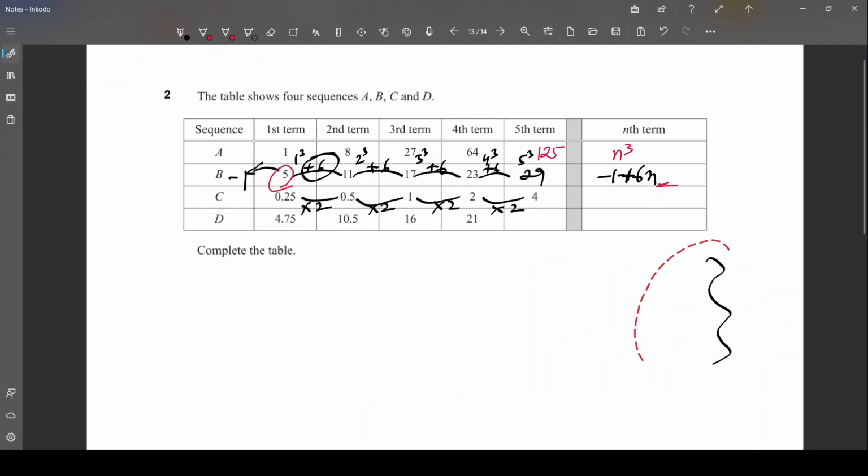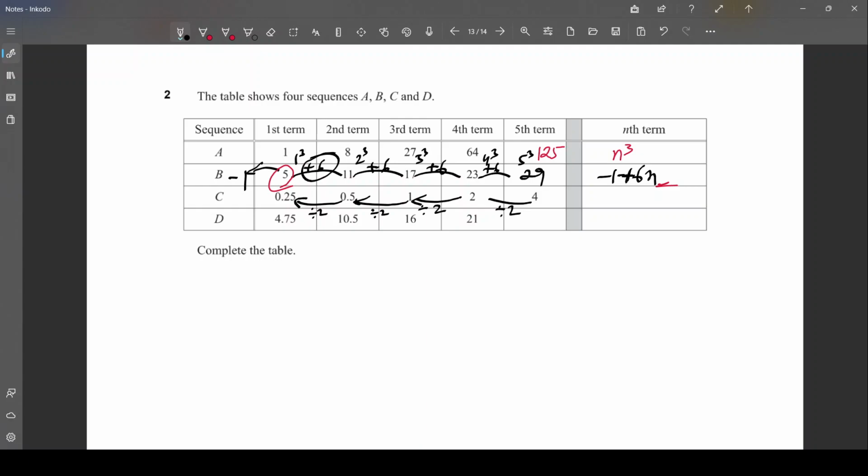You should first find out whether it has a common difference or a common ratio. In this particular question, I have noticed that it has a common ratio. If I divide 0.5 by 0.25, I get 2. If I divide 1 by 0.5, I get 2. If I divide 2 by 1, I get 2. If I divide 4 by 2, I get 2. So it has a common ratio of 2.